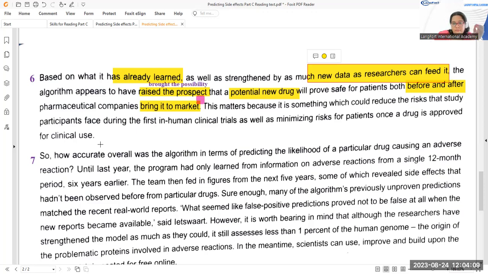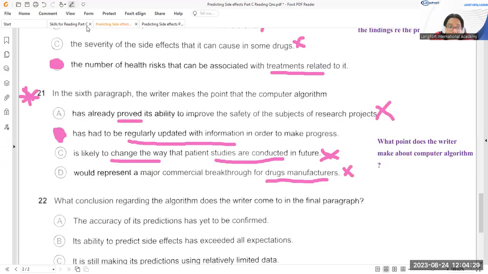No, they said the algorithm is talking about the possibility of a new drug that is safe for patients before the pharmaceutical company brings it to the market and after the companies bring it to the market. Nowhere did it talk about companies earning money or becoming commercially successful. So that's why D is not the answer. Just because pharmaceutical companies are mentioned, that doesn't make option D your answer. Nowhere did they say major commercial breakthrough, major commercial success. So that's why D is not the answer.